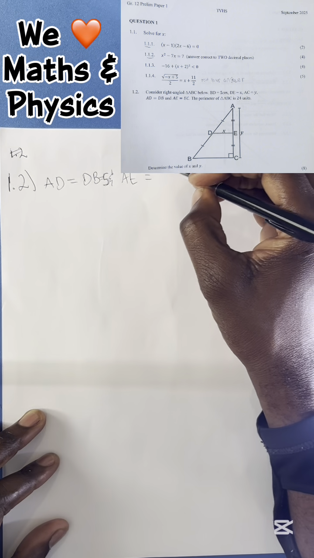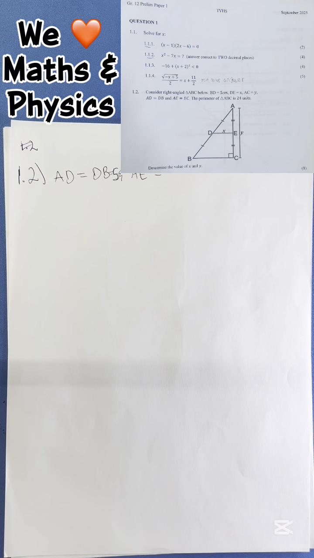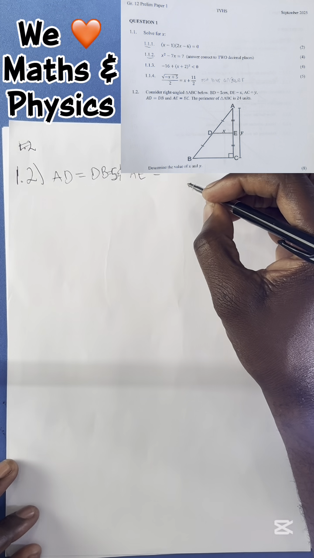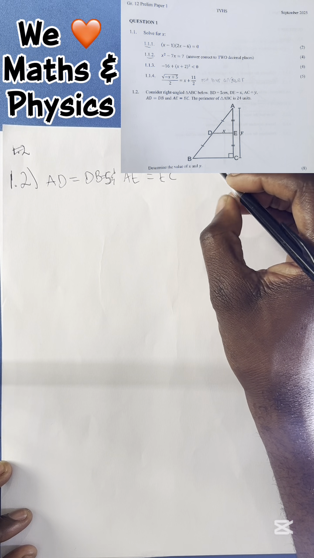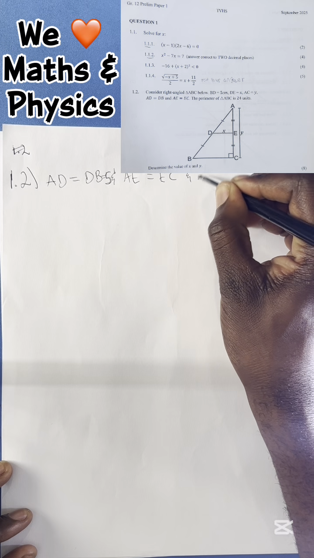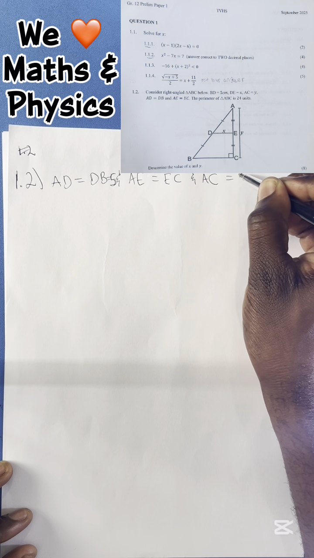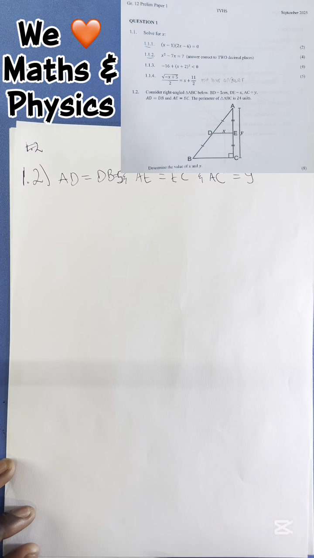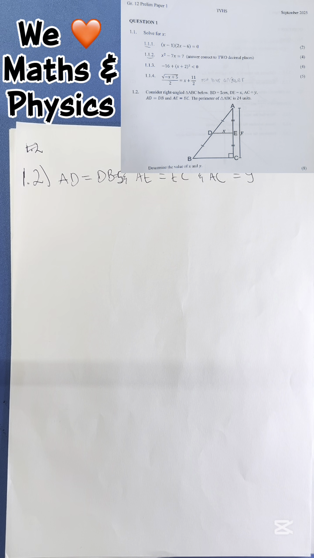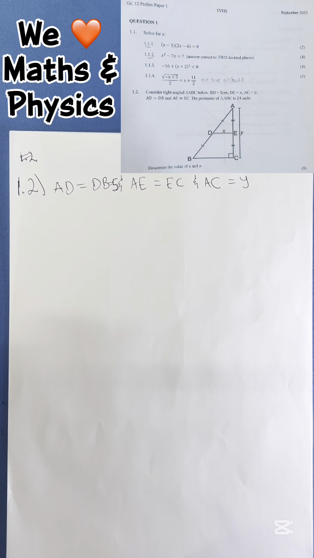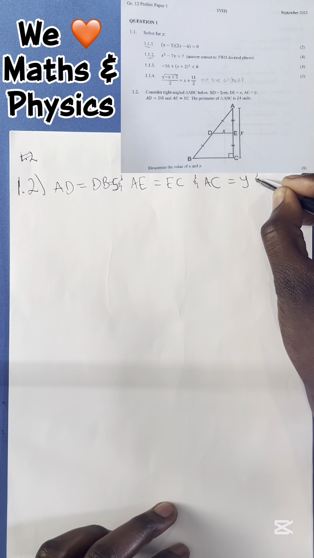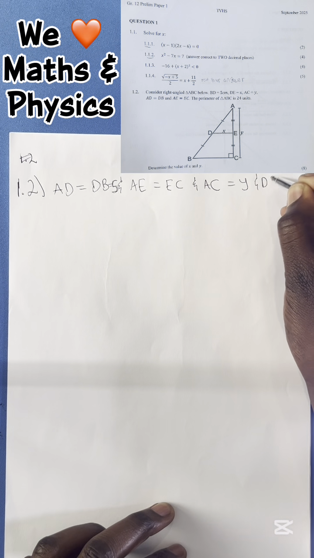And then what else? They say AE is equal to EC. And last thing, AC is equal to y. So having said that, what are they basically trying to tell us? And then one more thing, they say DE is equal to x.